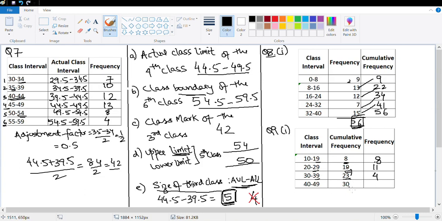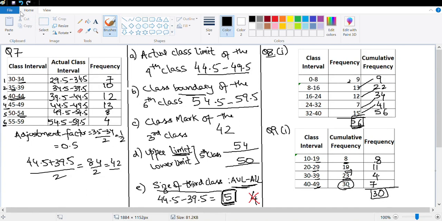Similarly, 30 people are below 49. Out of 30, 23 are already counted till here, which means between 40 and 49, I have 30 minus 23, which is 7. To check whether I have done it properly, I always add the frequencies. In this case, it should add up to 30. So 7, 11, 12, 20, 0, 2, 3. Perfect. My addition is correct.